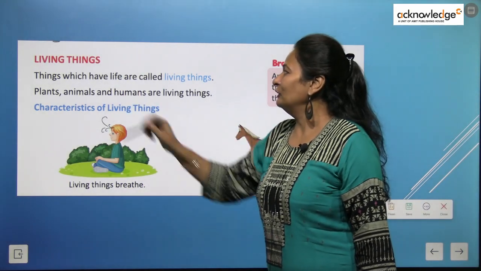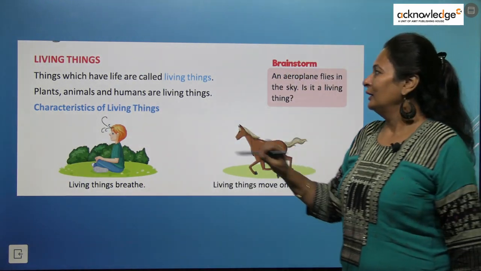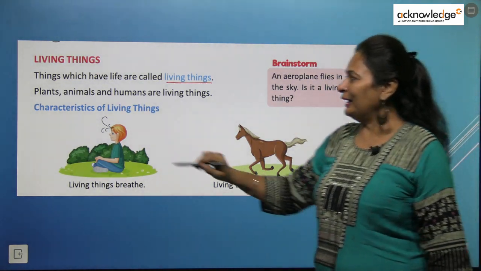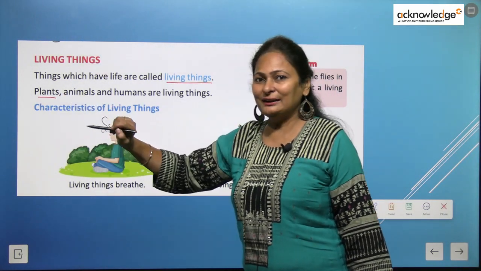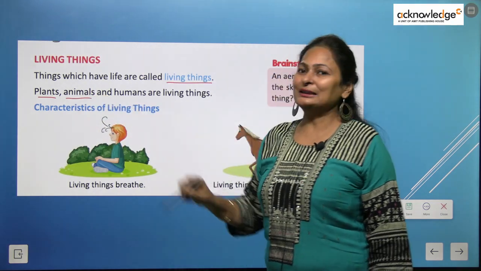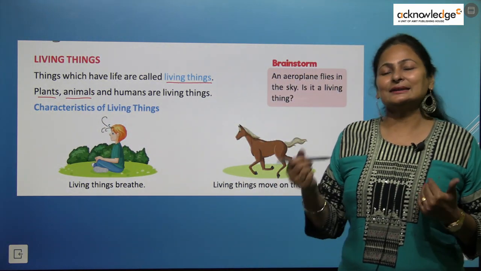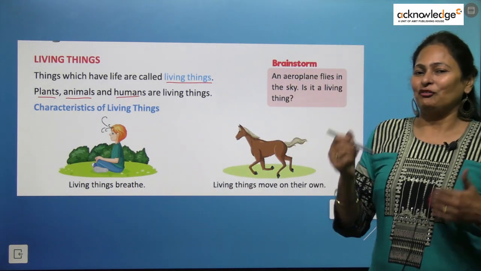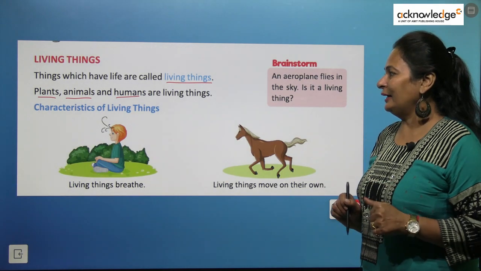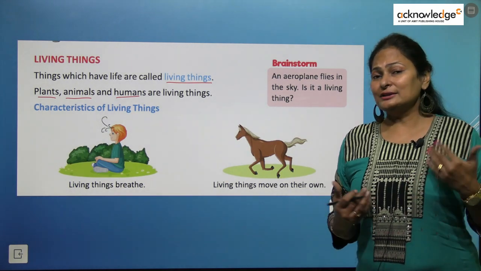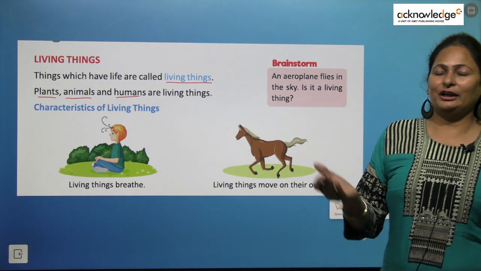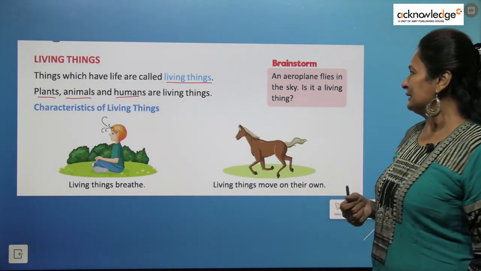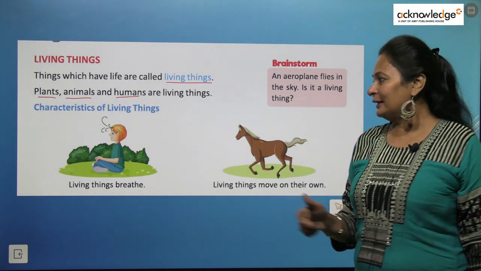Things which have life are called living things, like plants. Plants are living things. All animals, birds, insects, they all are living things. And humans, we all are living things. So what characters do we have that group them into living things, right? Let's discuss in detail.